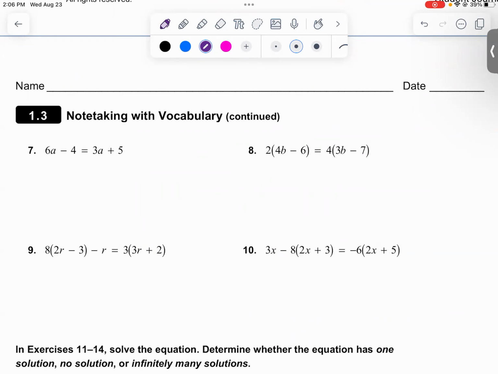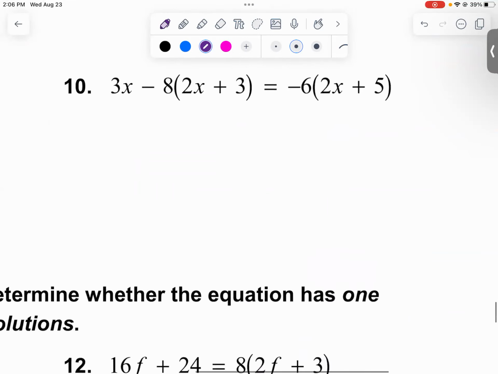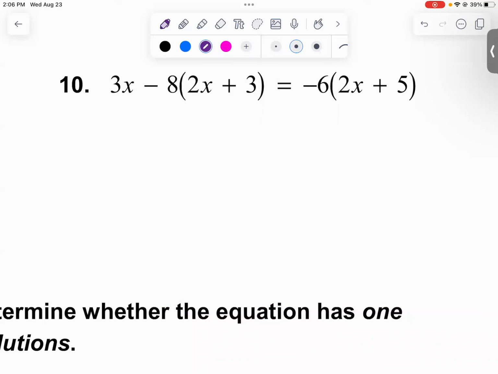I would like you to turn your page. We're gonna look at number 10. I would like you to do the distribution and stop. Distribute and then stop.